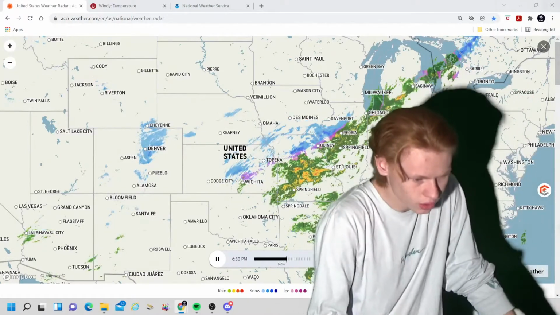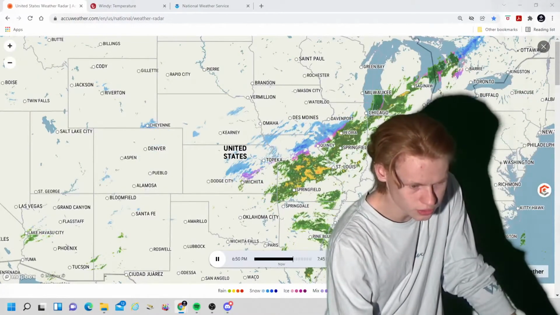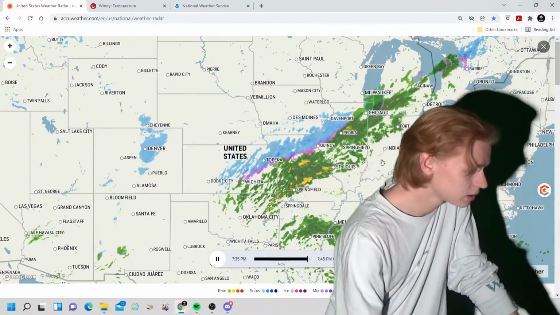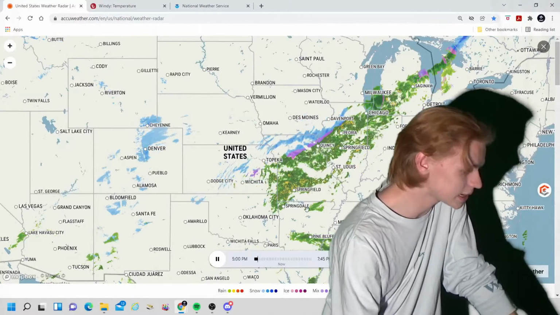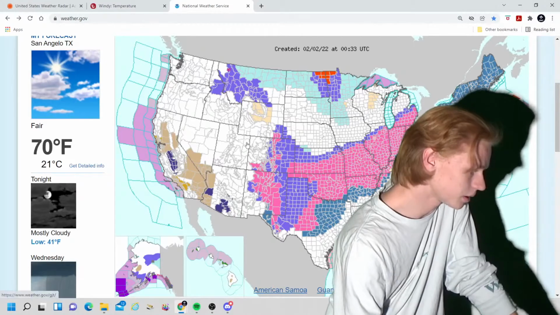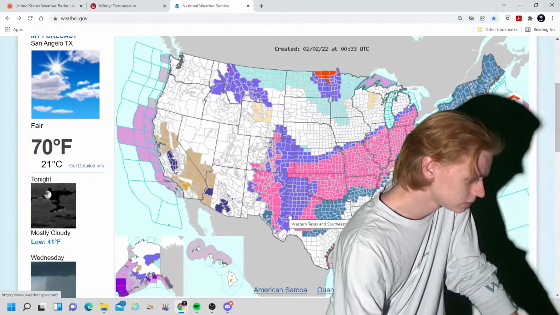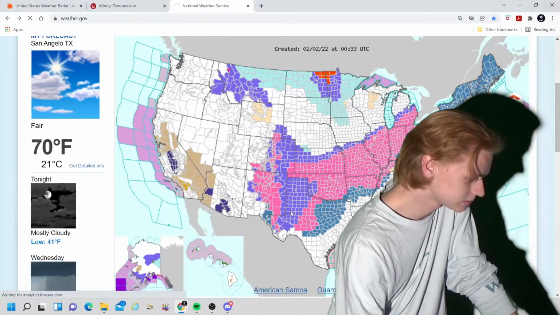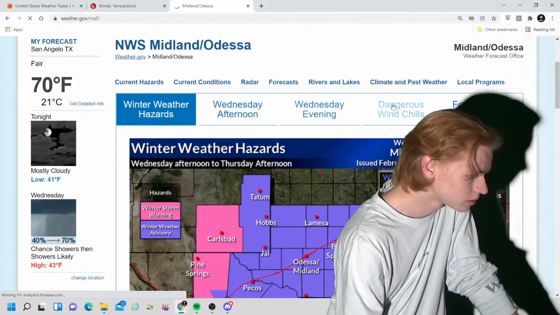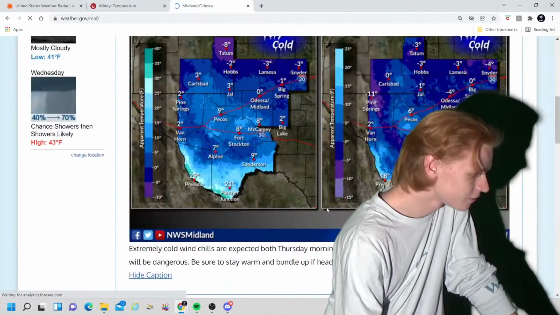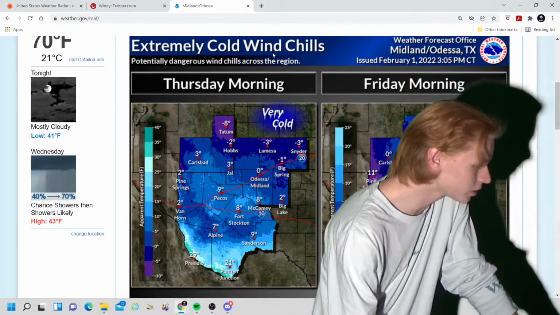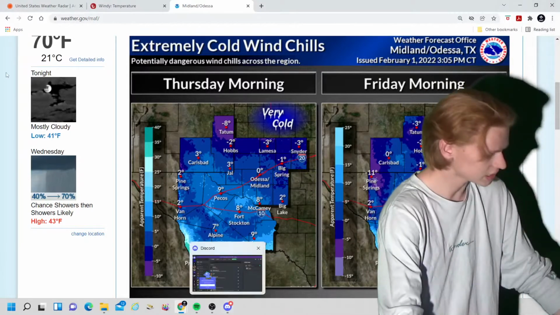I wouldn't say dangerously cold. Go to National Weather Service in Chicago. When I say dangerously cold, I mean they're saying wind chills below 0 in Texas. Dangerous wind chills. Very cold. These are extremely cold wind chills for Texas.